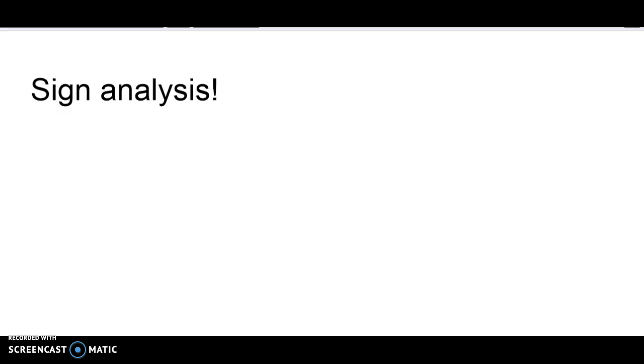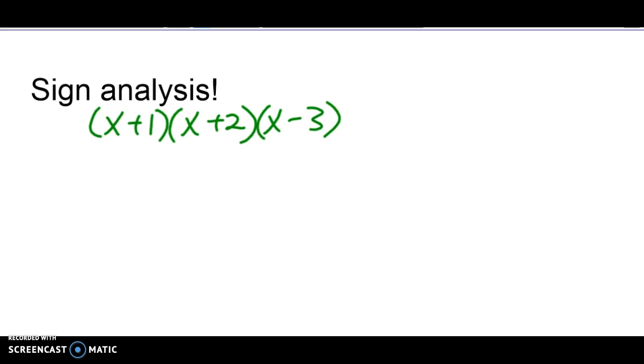All right, back to the sign analysis. Here is the example, remember, was x plus 1, x plus 2, and x minus 3. Now we're going to see what happens with each of these factors at certain points along the x-axis.